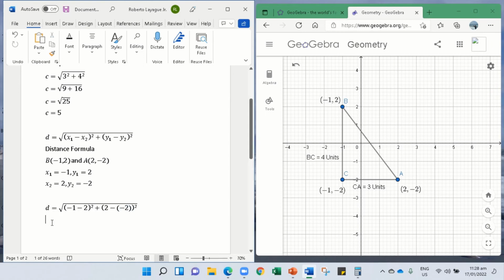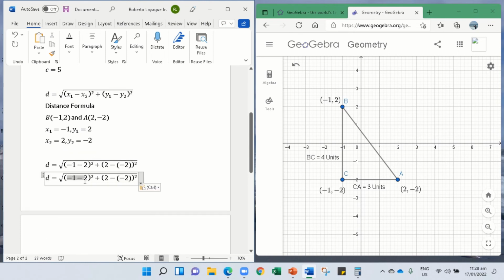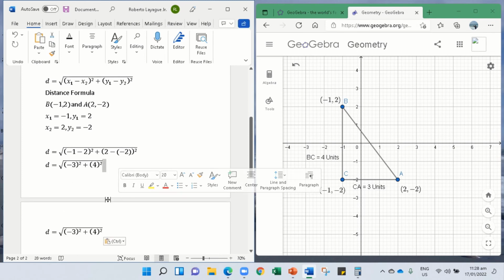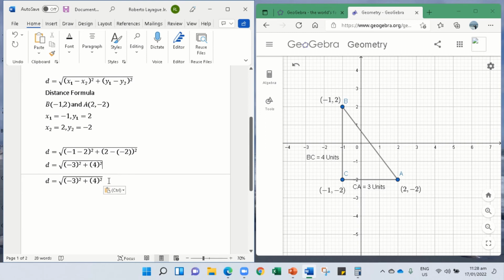Having that, when you substitute, you can now process it. So negative 1 minus 2, this would be negative 3, if I'm not mistaken. And then 2 minus negative 2, this would be 4. That makes sense. Let me just make this a little bit simpler so that it will be continuous. This would be the square of 3, that is 9, and this would be 16. When we add it up, I think this would be similar to the first one that we were working on. So this would be 25.